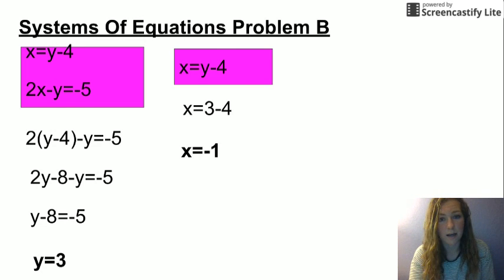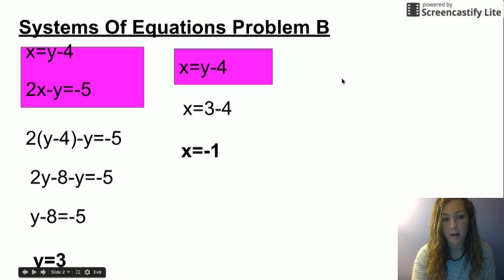The last step is to put it into an ordered pair. So the x comes first and then the y, so we know that it's going to be (negative 1, 3).